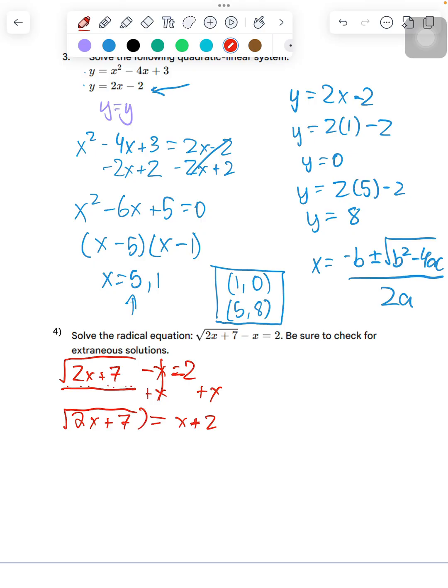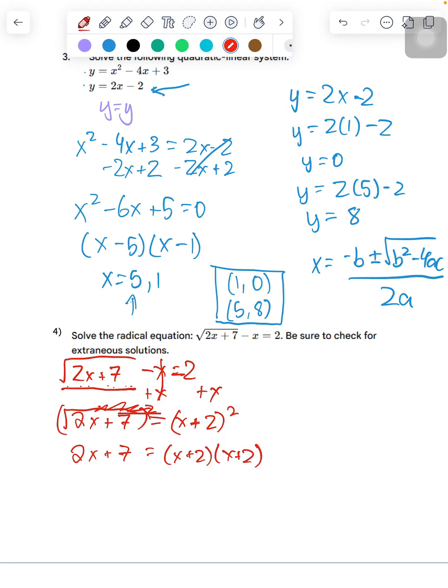Now I'm going to square both sides. When I square a square root, the square and the square root are inverse operations. They cancel out. So I'm just going to have 2x plus 7 on this side equals x plus 2 squared. X plus 2 squared is x plus 2 times x plus 2.